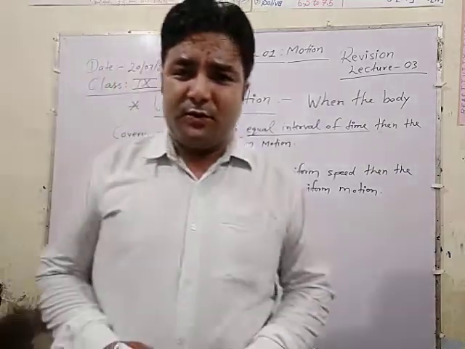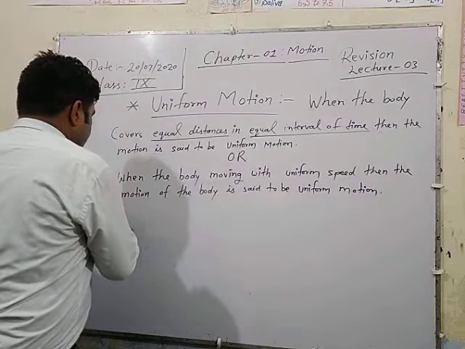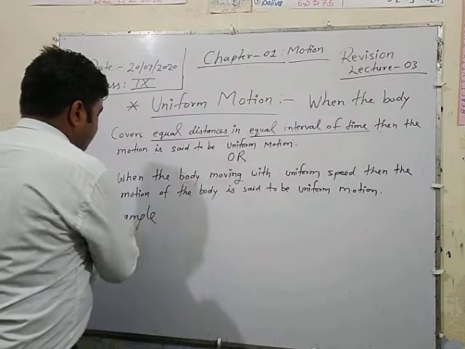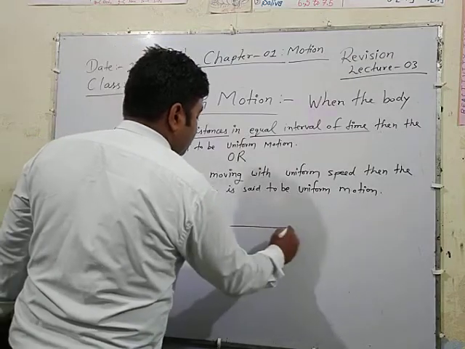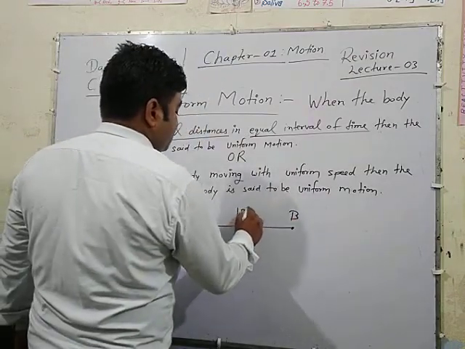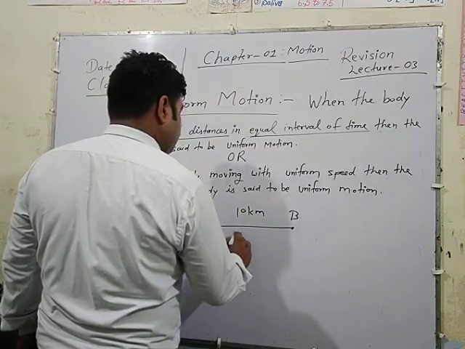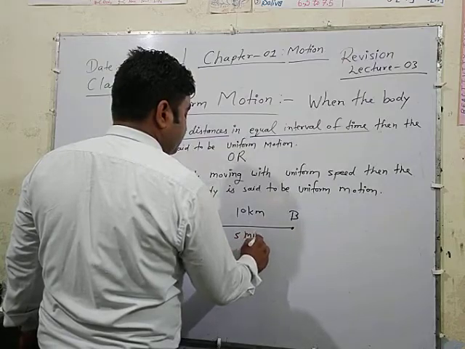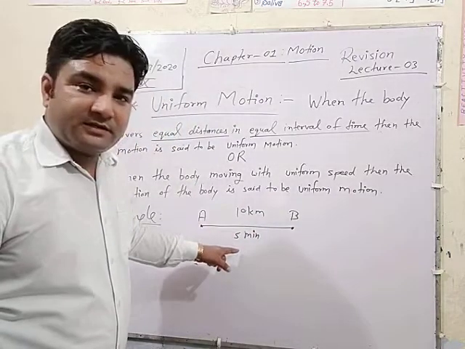Example: suppose a car is moving from A to B, up to 10 kilometer in 5 minutes. 10 kilometer in 5 minutes.